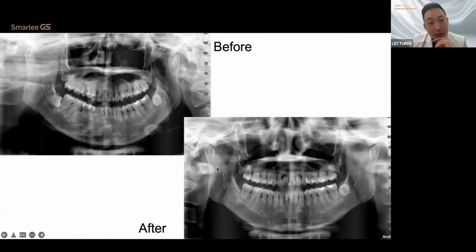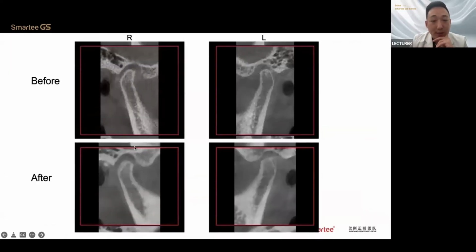Okay, here's the OPG comparison. Okay, let's just skip it. Okay, this is the TMJ CBCT. As before, you can see the space between the fossa and the condyle is very big, as when the patient was at the very beginning. After that, I relocated the mandible, and then the condyle moved to a good position here. And you can also see the reconstruction of the condyle here. That's the adaptive remodeling of the condyle.